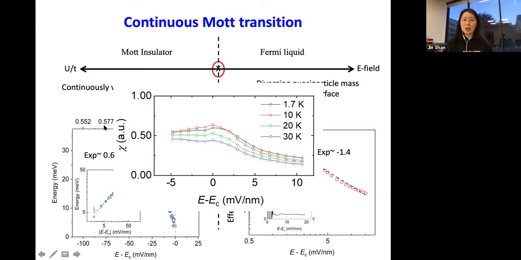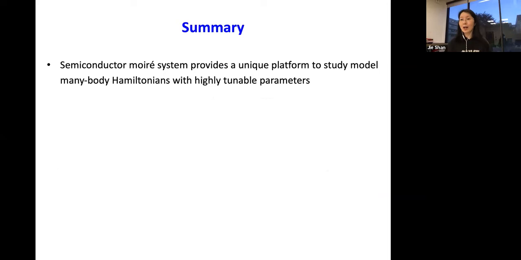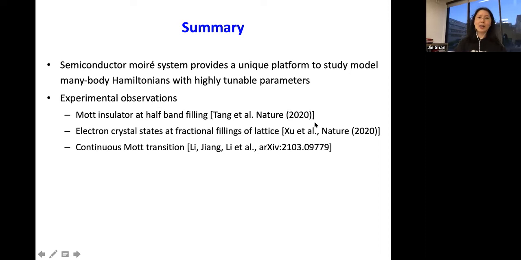So with this, I would like to wrap up my talk. I hope I have convinced you that the semiconductor moiré system provides a unique platform to study model many-body Hamiltonians, including a Hubbard model with highly tunable parameters. I talked about three examples: antiferromagnetic Mott insulating state at half filling when U over T is big. And also when U over T is big, we have seen correlated insulating state at a fractional filling of the lattice. This is something that has never been observed before in any moiré materials. And I also talked about the possibility of tuning U over T and observing continuous Mott transition in these 2D semiconductor moiré superlattices.